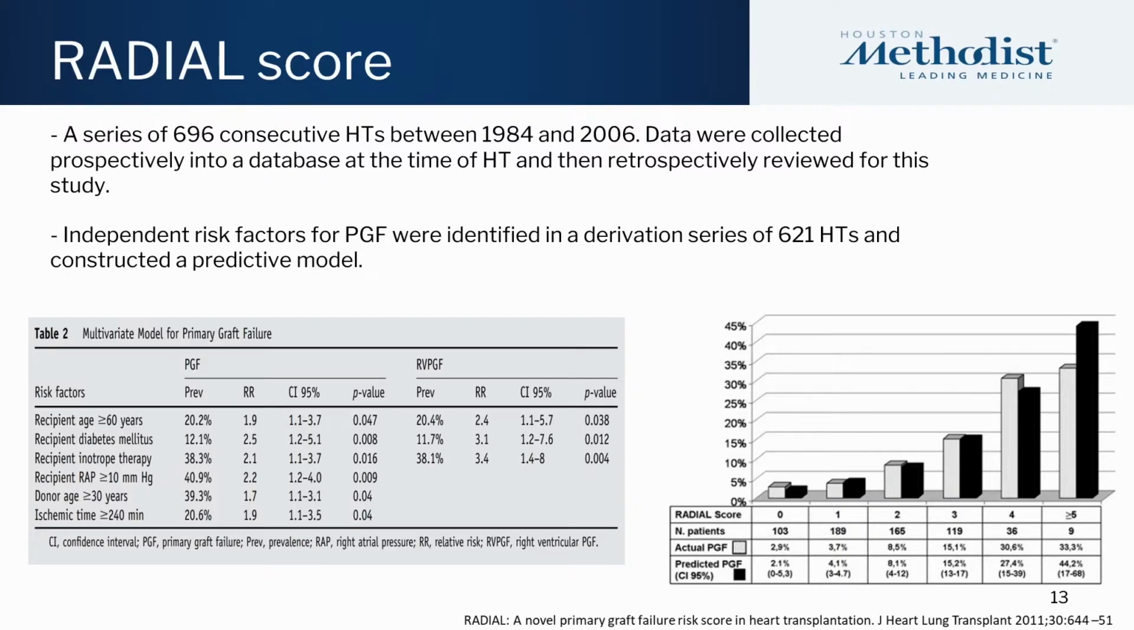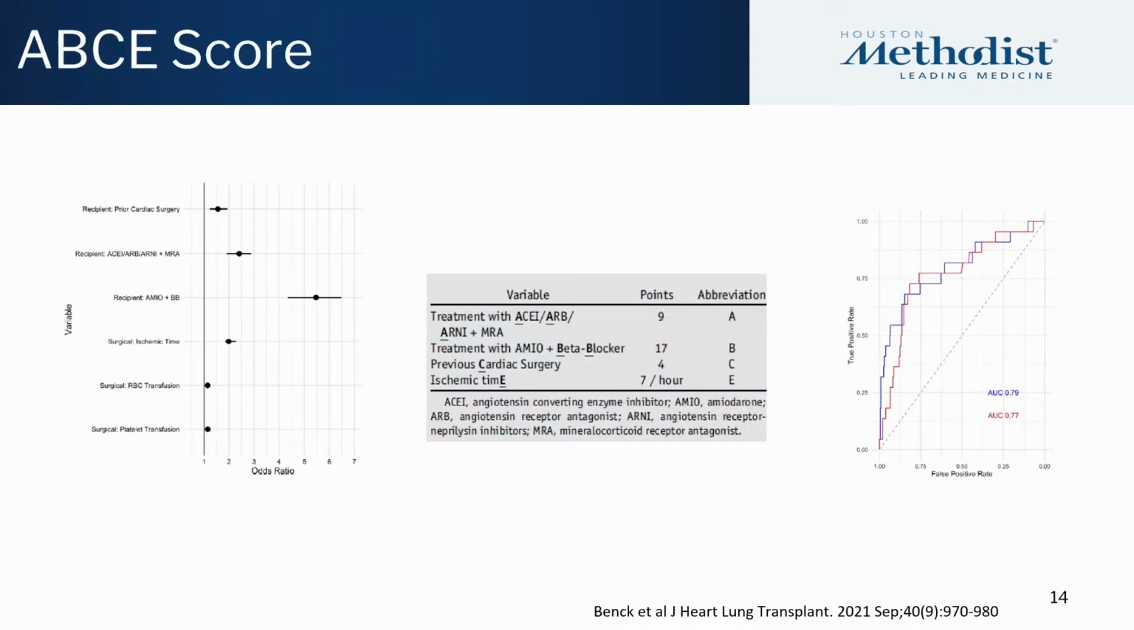This is the most cited risk score which came out of the Spanish registry, which was the radial risk score, and it contains age greater than 60, diabetes, inotrope therapy, recipient right atrial pressure greater than 10, donor age greater than 30, and ischemic time greater than 4 hours. But when you look at how well it's validated across other studies, it's so-so. If you look at least the US validation, it doesn't perform that well.